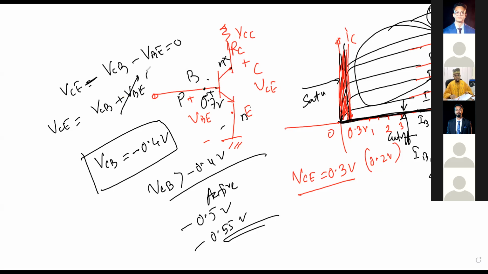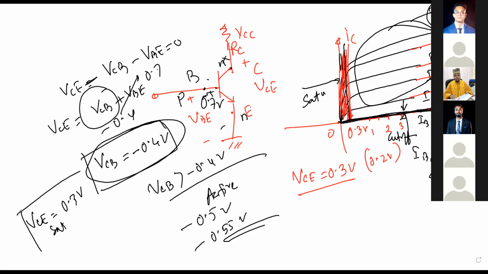So this is your 0.7 volt. And VCB, the limiting value is what I told already, minus 0.4 volt. So saturation voltage is actually 0.3 volt. You understand it or not? Hello? Yes, sir.